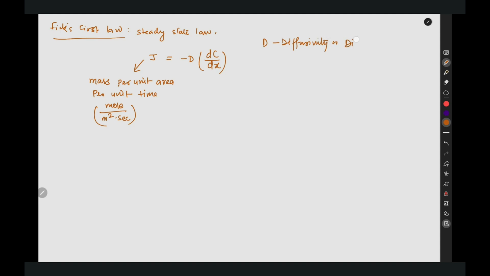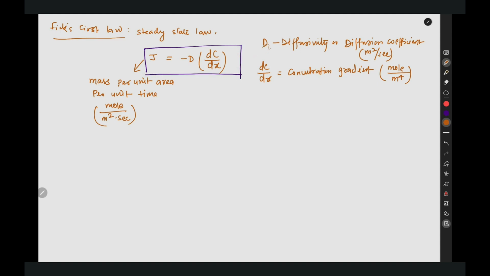or diffusion coefficient. Unit is meter square per second. dC by dx is called concentration gradient. Unit is mole divided by meter to the power 4.